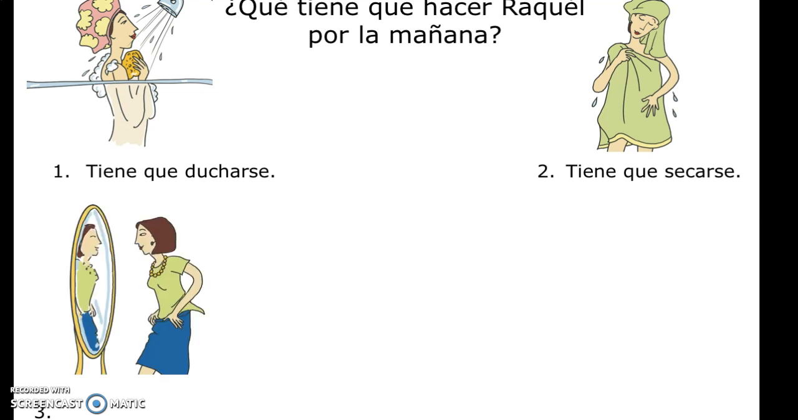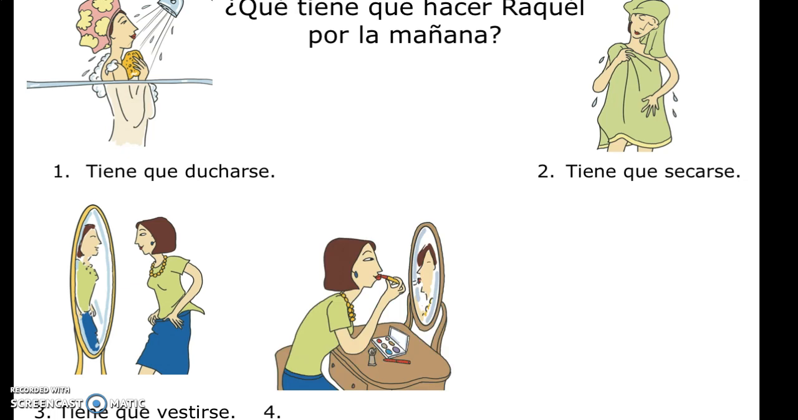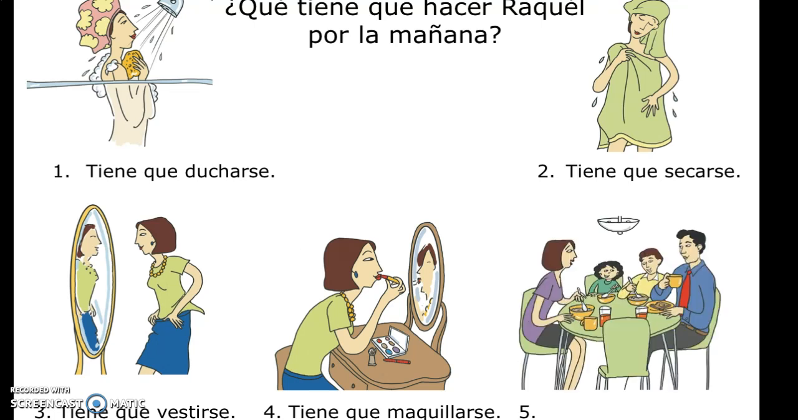Okay, our next one. Looks like she's getting dressed. So, ¿qué tiene que hacer Raquel ahora? Tiene que vestirse. Okay, número 4. Now she looks like she's putting on makeup. So how would we say that? Tiene que maquillarse. Muy bien. And the last one. What is Raquel doing now? Tiene que desayunar.